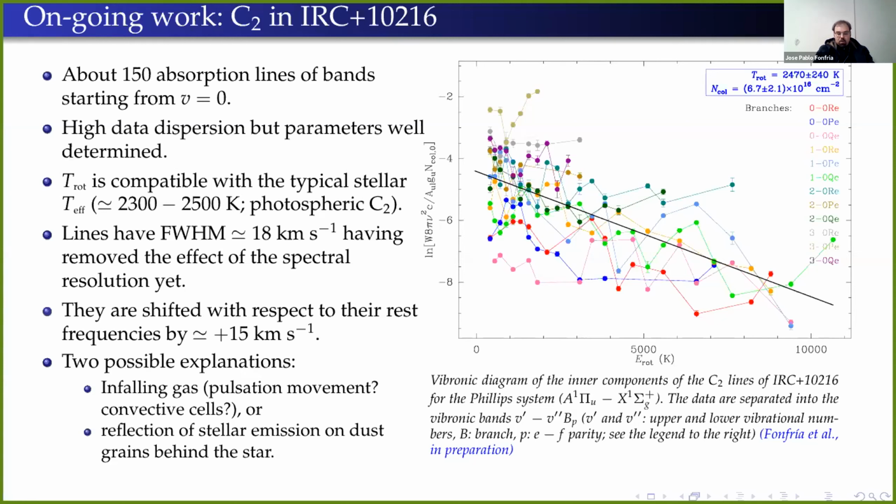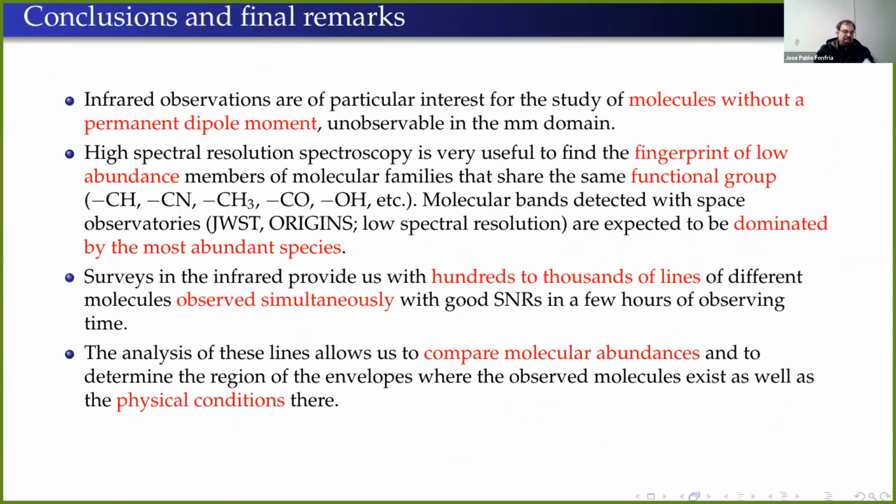With high spectral resolution observations, we can get hundreds of rovibrational lines simultaneously, which allow us to derive sound results about the physical and chemical conditions in the circumstellar envelope. So I will stop. I'm really sorry, I forgot to pass the slide. So I will stop here, and thank you for your attention, and I will take any questions you may have.